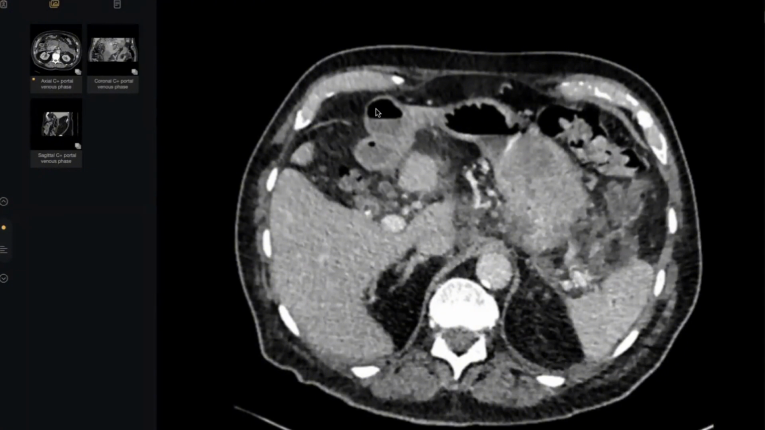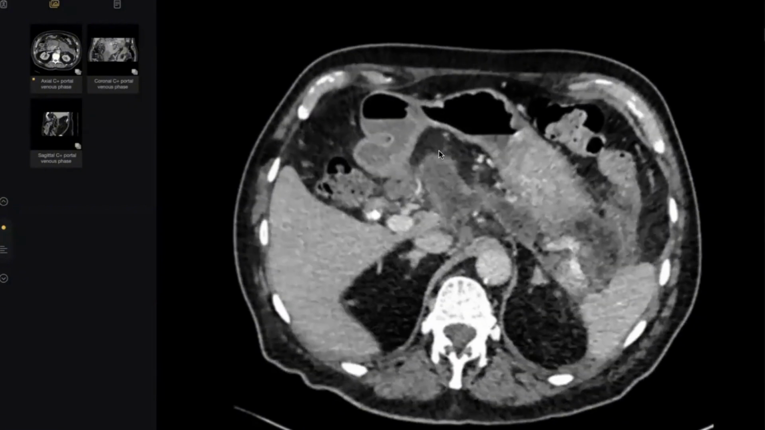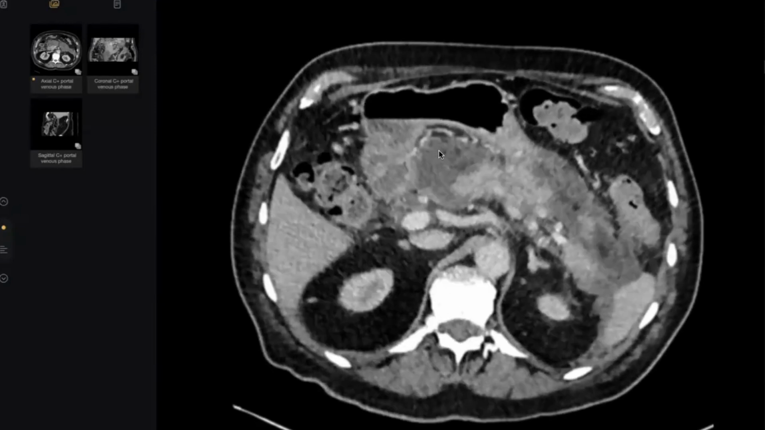Scrolling is not working. Would you scroll for me, please? Use the arrow. You were scrolling well. You can use the arrow. It's not moving.